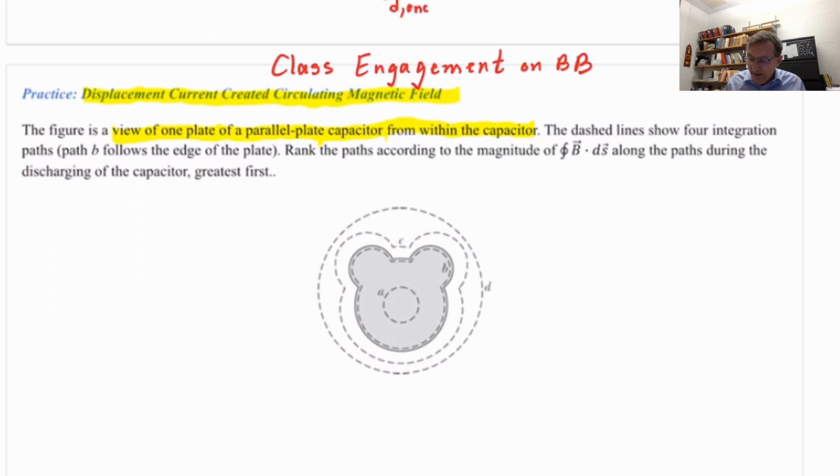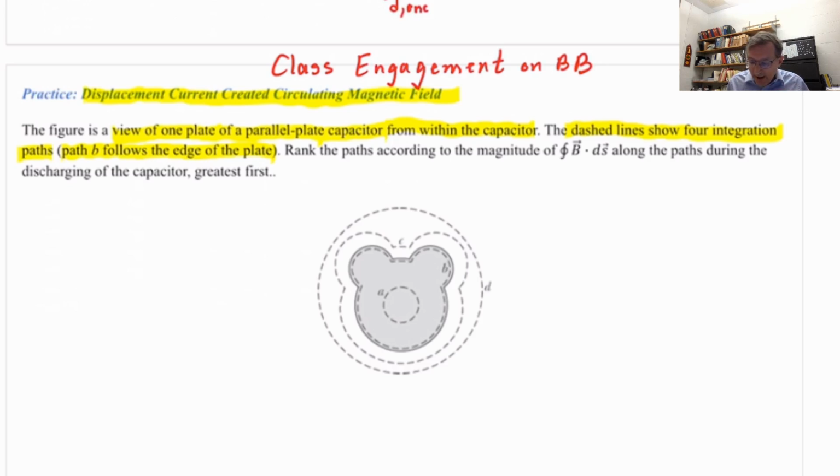All right, we have dashed lines that you can see showing 4 integration paths or loops. They're labeled A, B, C, and D. You may think of path B as following right on the edge. I know it shows it a little bit inside the edge. You can think of it as being right on the edge of the plates.